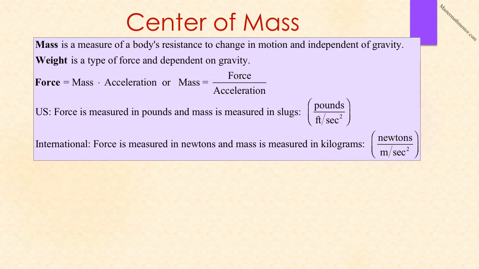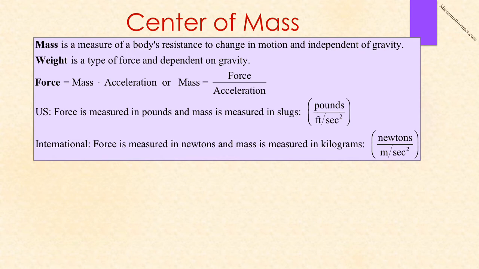Mass is a measure of a body's resistance to change in motion and is independent of gravity. However, because so many applications involving mass occur on the Earth's surface, we tend to equate an object's mass with its weight. This is not correct. Weight is a type of force and dependent on gravity. If there is no gravity, there is no weight. So a spaceship in outer space has no weight, but certainly has mass.